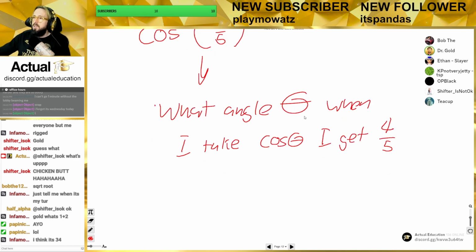It's the same thing with inverse functions. If you take the inverse function of a function, you get the argument back. All right, so this is what angle, when I take the cosine of theta, gives me 4 over 5.